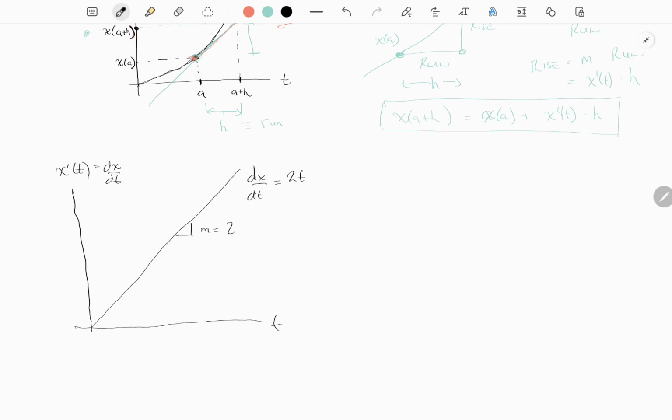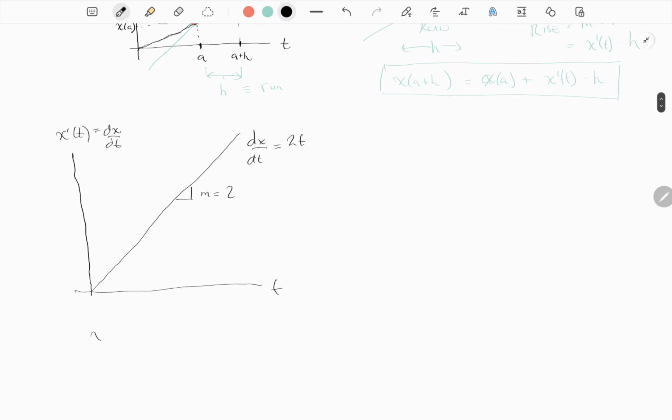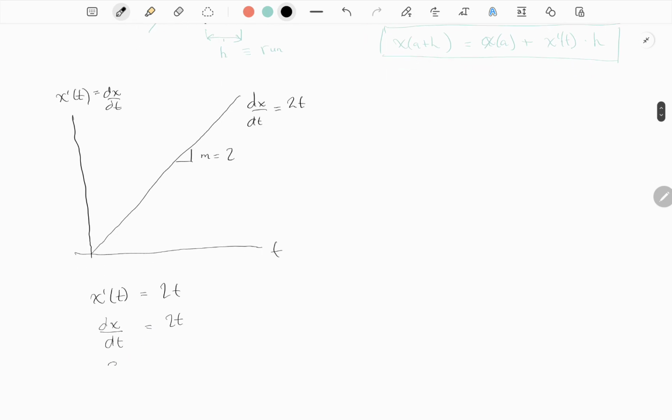So what do we expect? We expect, look, if x prime at t equals 2t, how would you solve this? Well, analytically, this is a first order differential equation, dx by dt equals 2t. That means we'll separate the variables, dx equals 2t dt, and now we can integrate both sides.